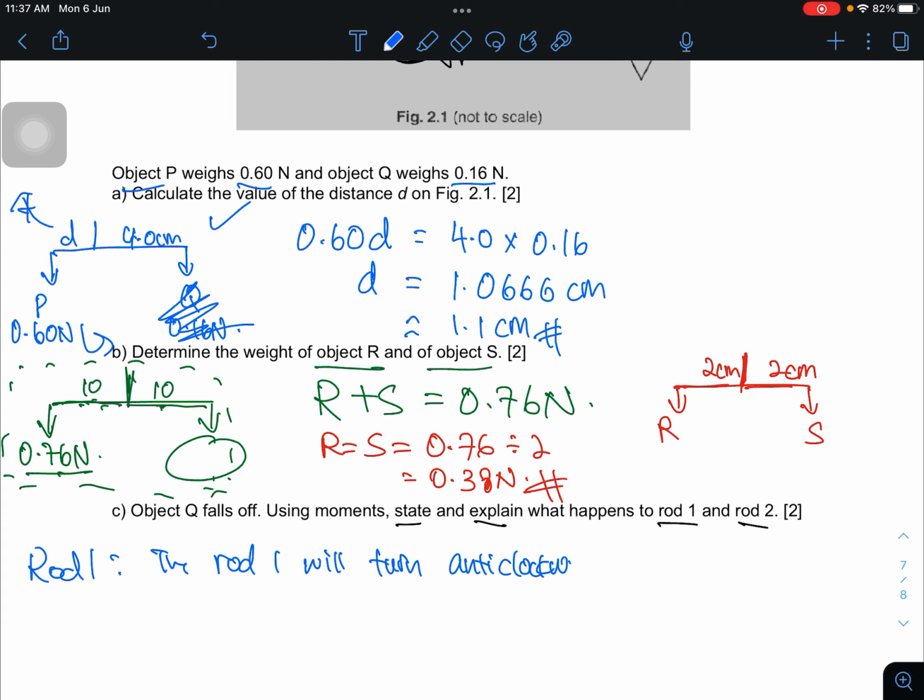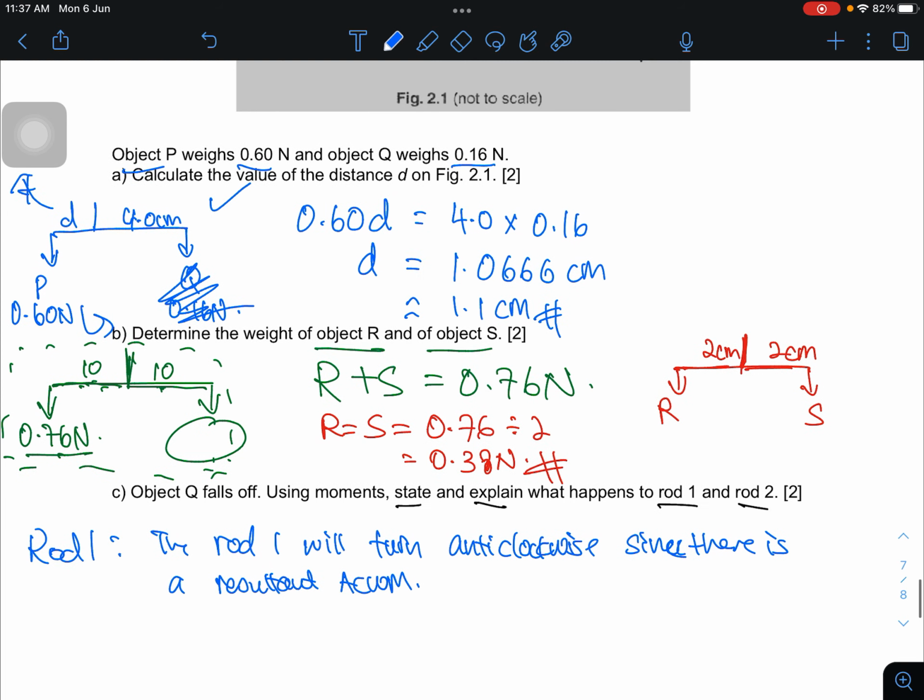Anti-clockwise. Why? Since there is a resultant anti-clockwise moment. No more Q, so no more clockwise moment. I only have anti-clockwise moment. So naturally my rod 1 will turn anti-clockwise.